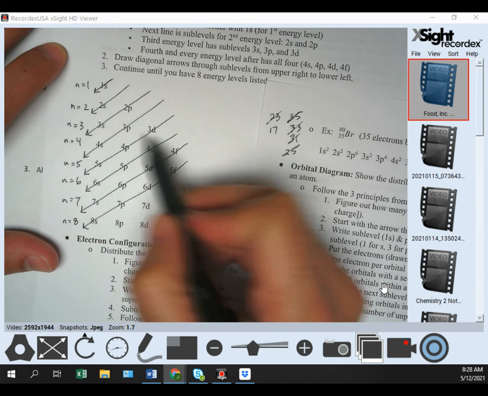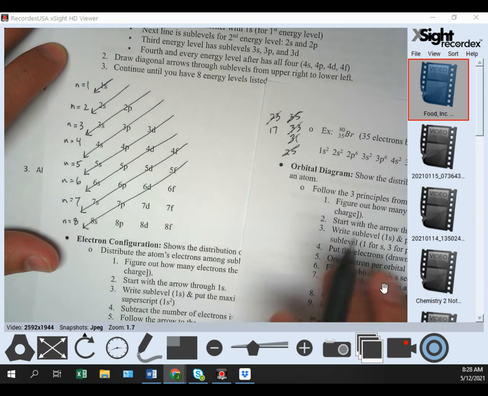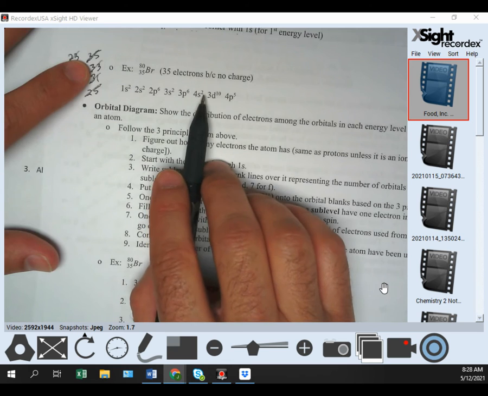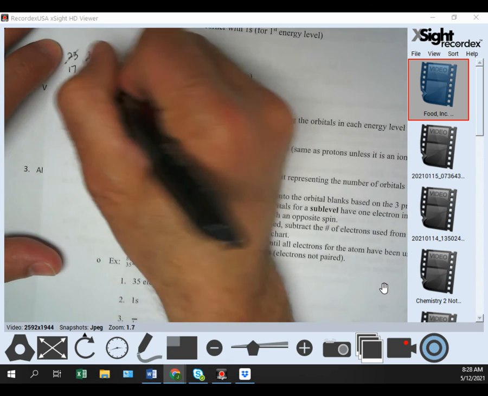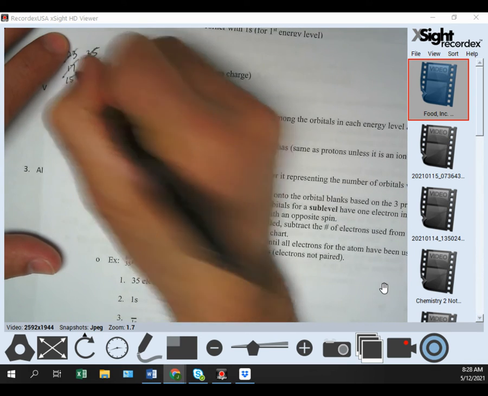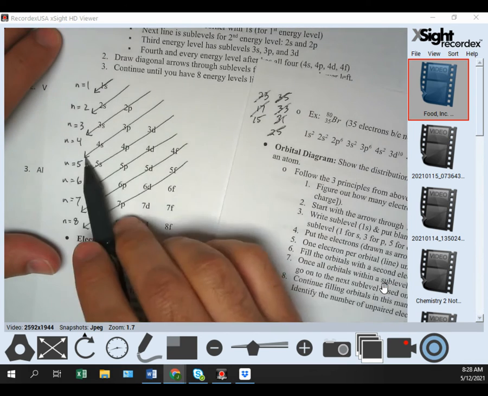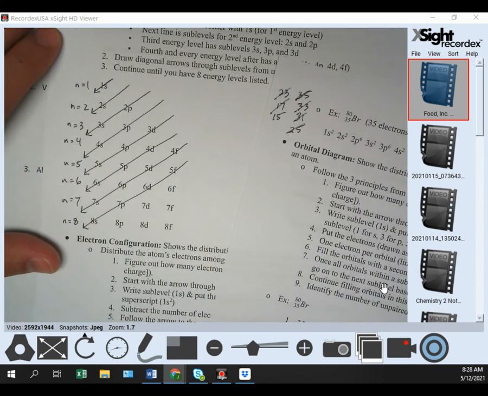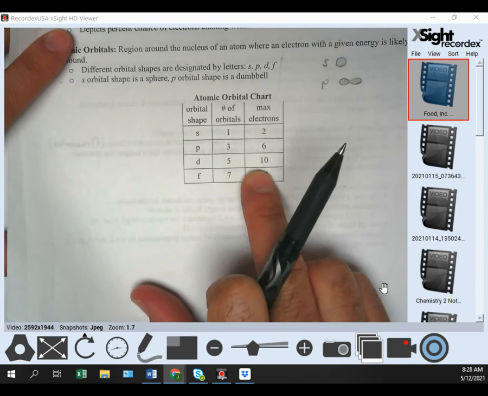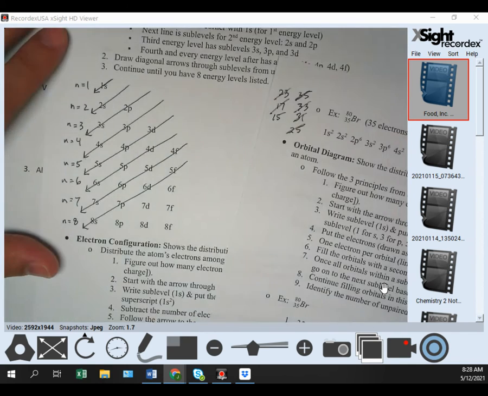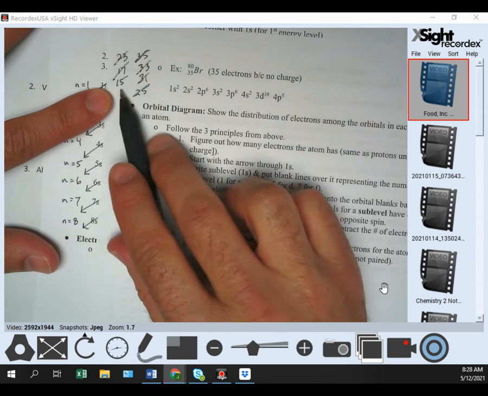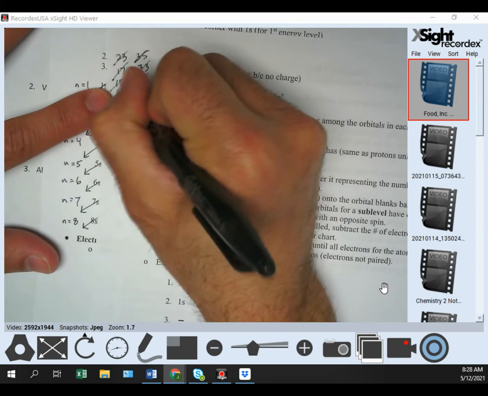Before we do 3d, we follow the arrow, we hit 4s. So after 3p, we write 4s. All s's can hold 2. So we put a 2. We're down to 15. After 4s, head of the arrow, tail of the next, we hit 3d. All d's can hold a maximum of 10. So we put 3d10. Now we're down to 5.